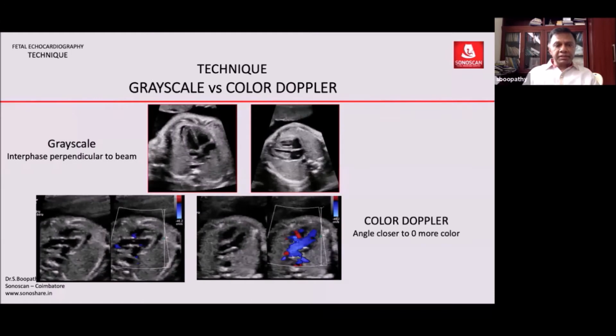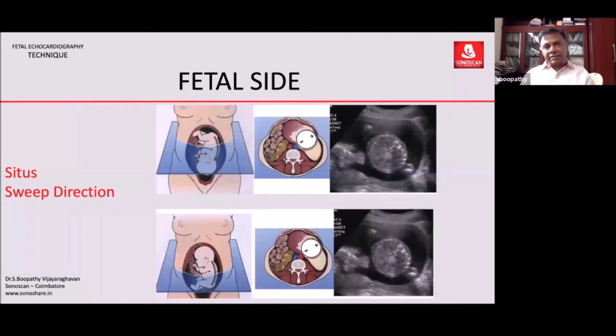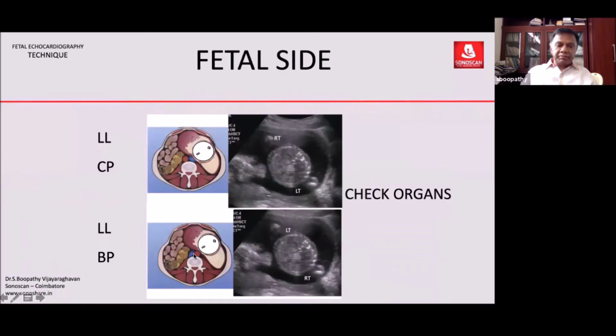The principle is any interface which is perpendicular to the beam will be seen better. So as a result, when you see the apical approach, then you will see the wall like the periumbilical region, suprapubic region, and iliac region. The technique: axial sweep technique. So for that you must know the fetal side and the position so that you can move the probe accordingly in the correct direction. So here this is breech presentation.